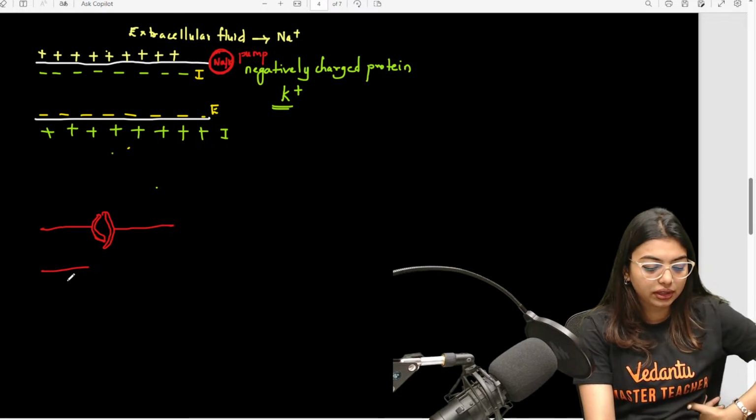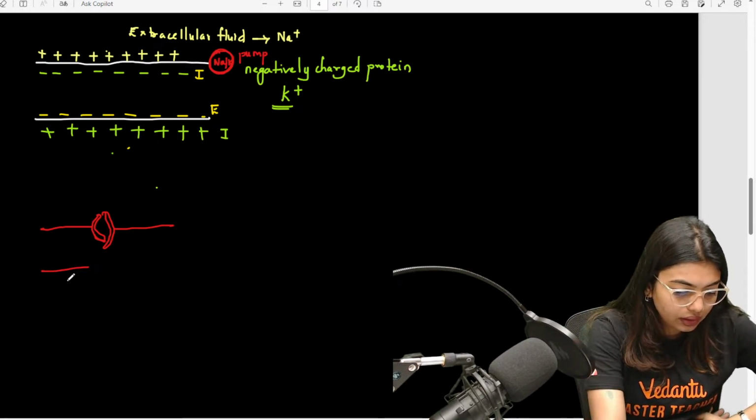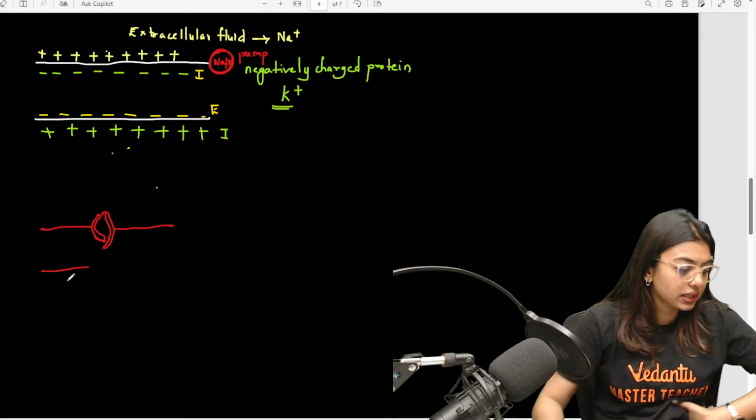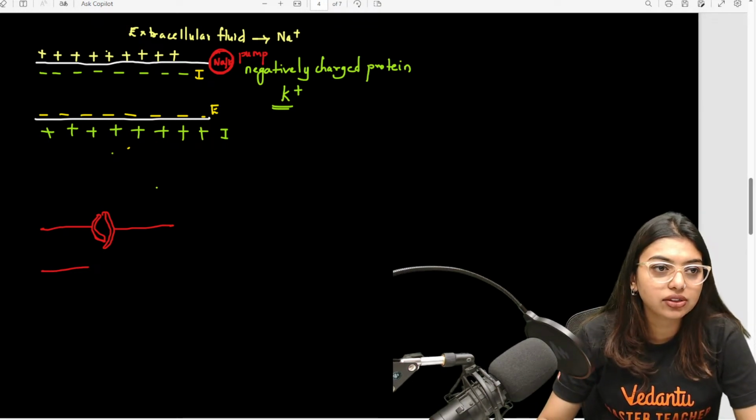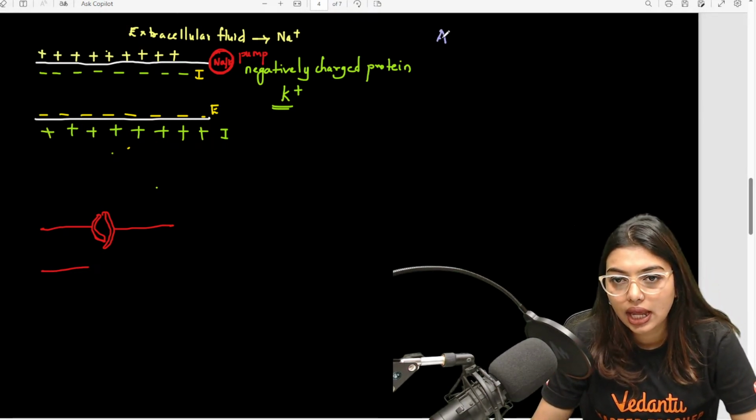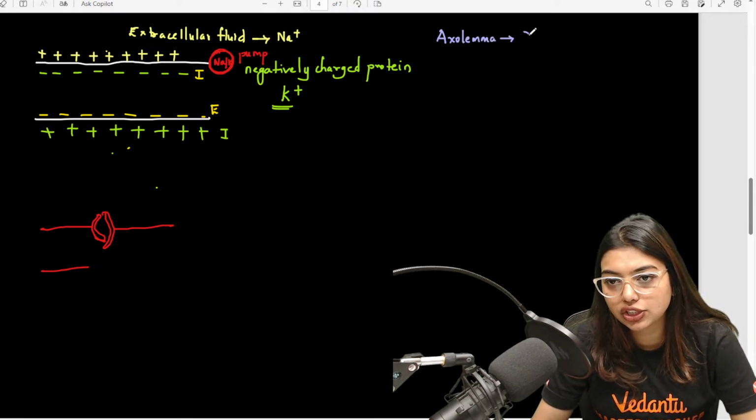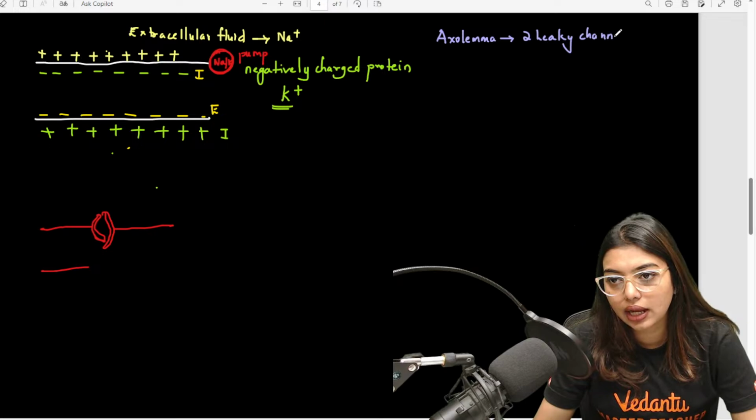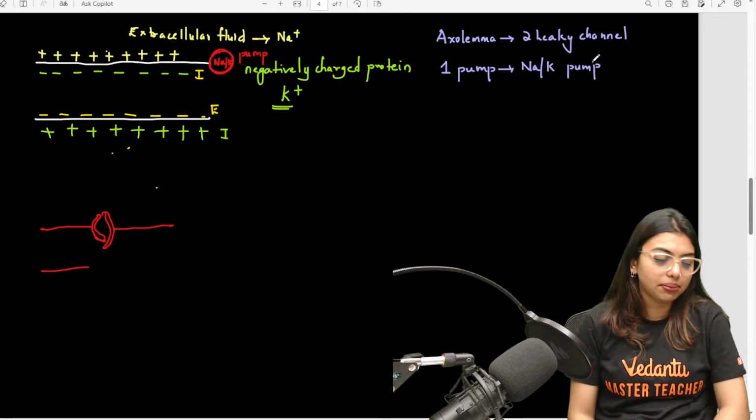Perfect. This is so far good, no? So they will have, students, usually the axolemma will have up to 2 leaky channels, and they will have 1 pump, which is the sodium potassium pump. Clear? So far good?